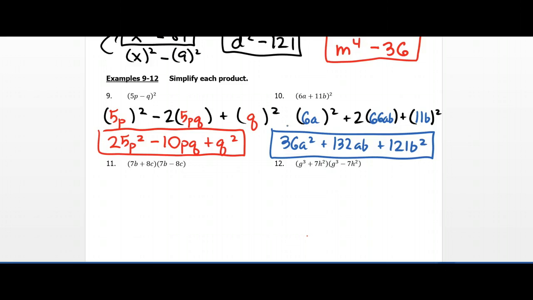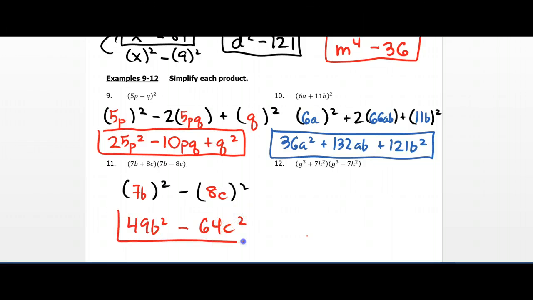Number 11, this one is a difference of squares rule, 7b plus 8c times the quantity 7b minus 8c. So for this one, I'm going to do the first term squared minus the second term squared. So my first term is 7b. My second term is 8c. When you take 7b squared, you get 49b squared. Subtract the product 8c squared, which would become 64c squared. So 49b squared minus 64c squared.